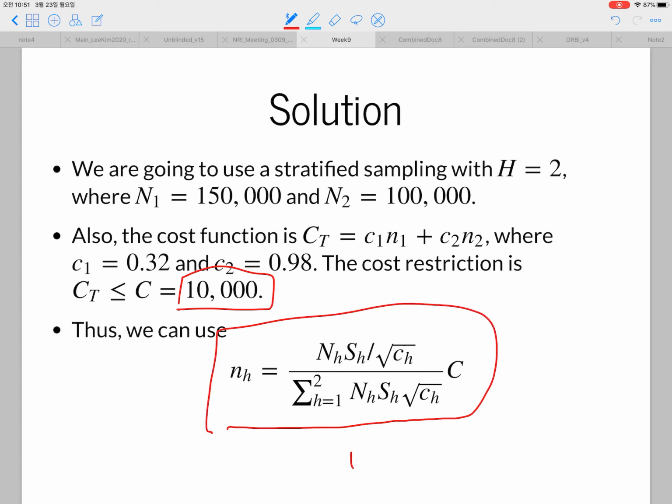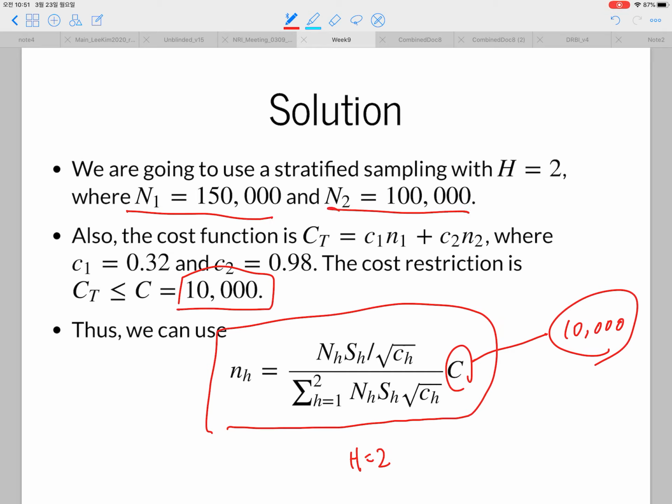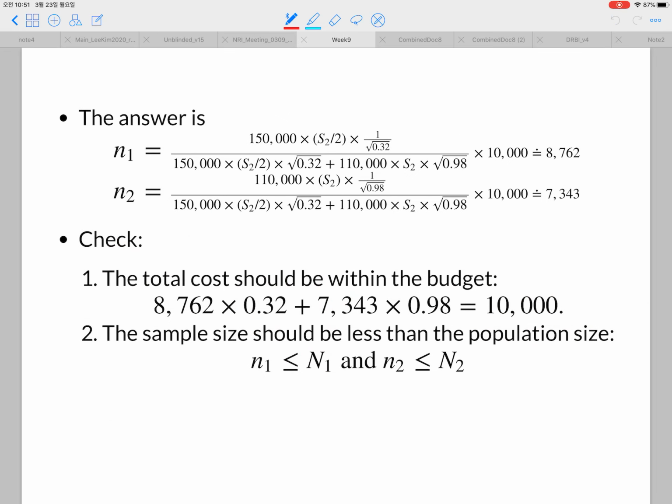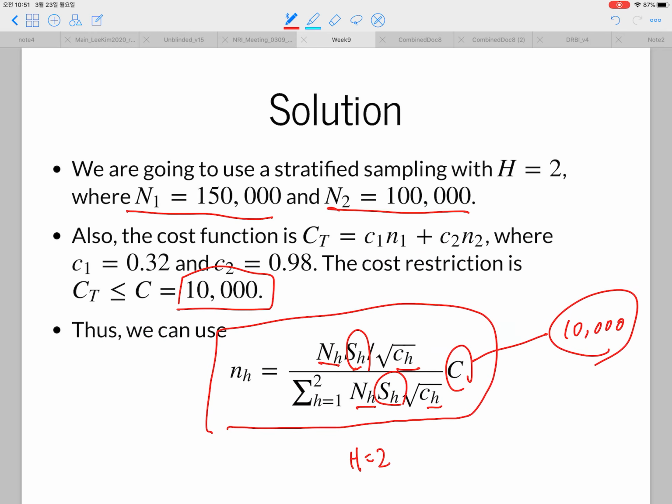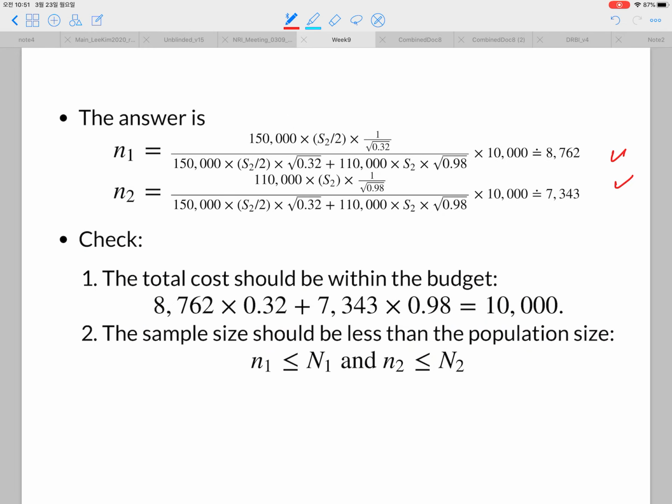And H is 2, and C is 10,000. And we know N_H, so this is known, right? N_H is known, and C_H is known, and so S_H is known partially. So the answer is this one, using this formula, right? So you can use this formula to obtain this.